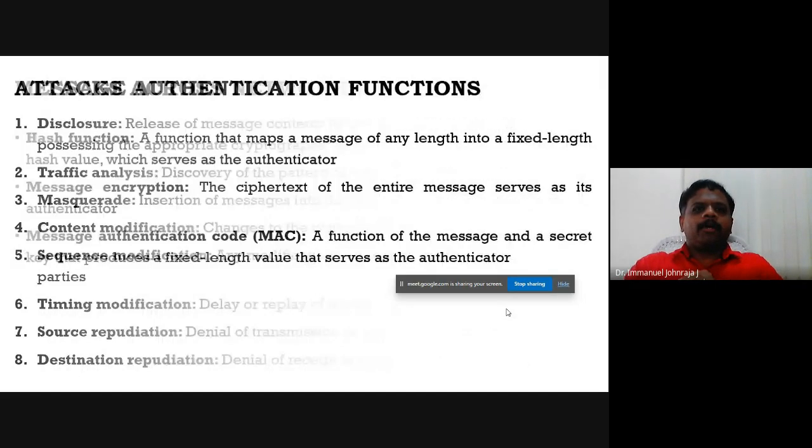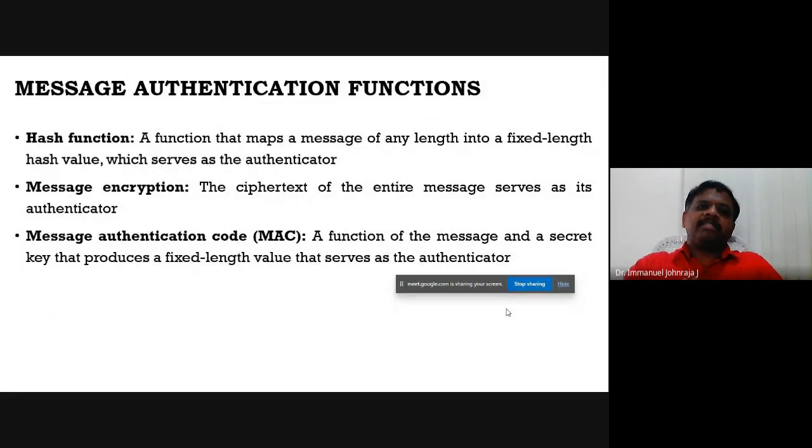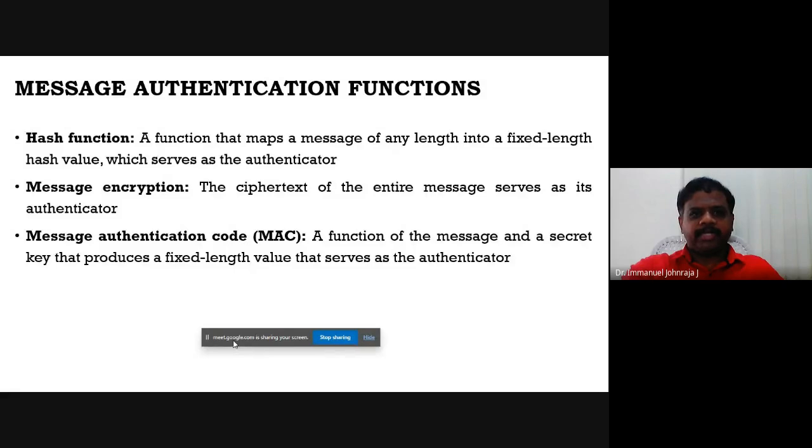Yeah. Moving on, what are all the message authentication functions we can use? There are three things. One is the hash function. You guys have learned a lot about hash functions, including the session which we had yesterday. What is a hash function? A function that maps a message of any length into a fixed length hash value, which serves as the authenticator. All right, it doesn't require any more explanation.